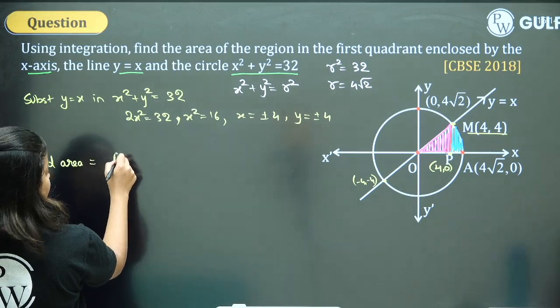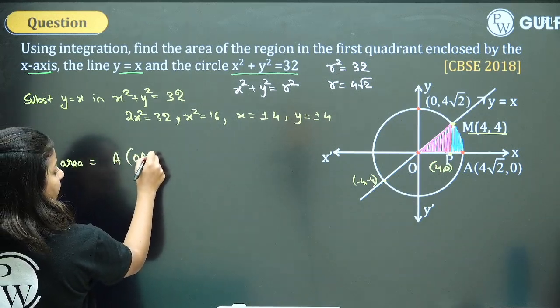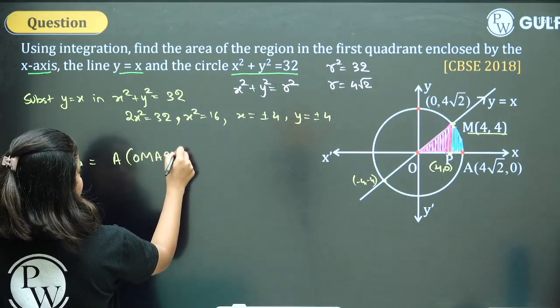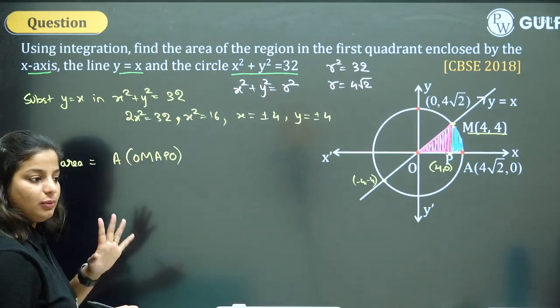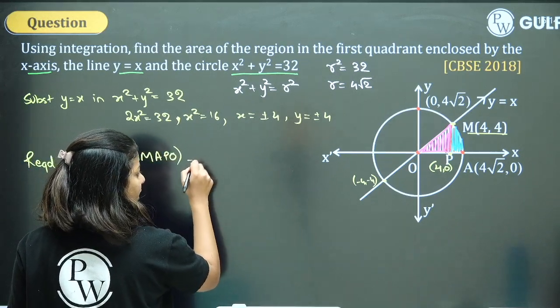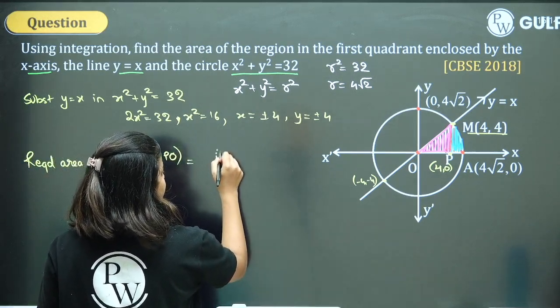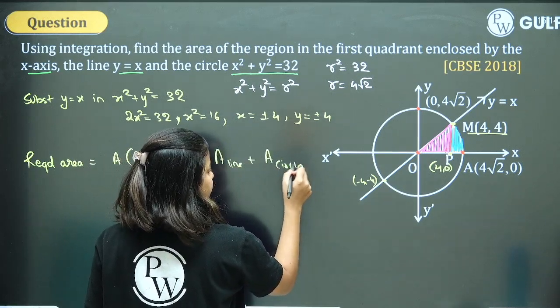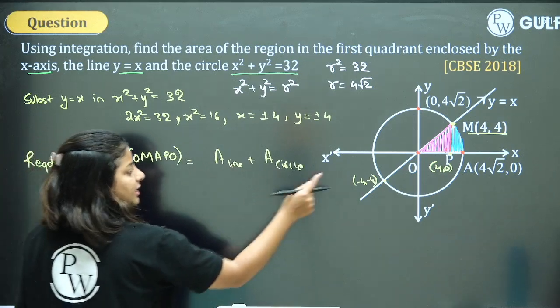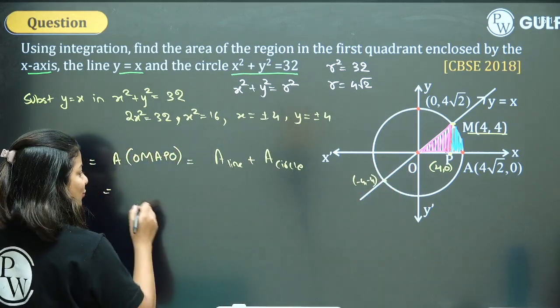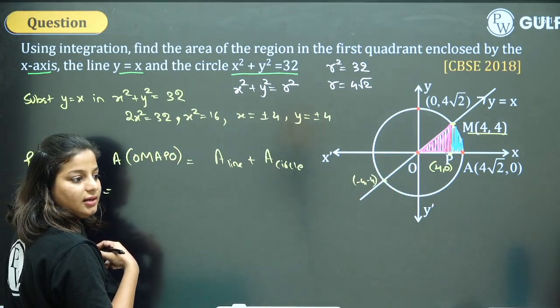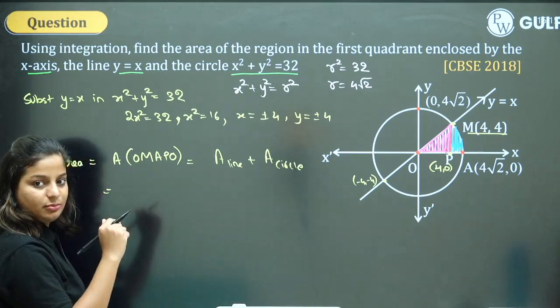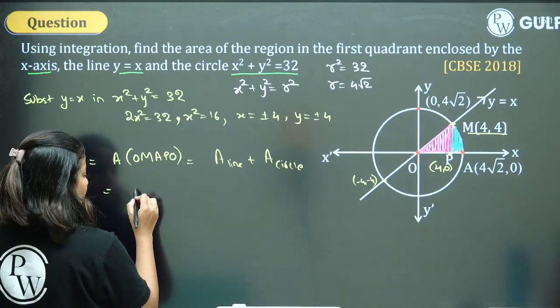is equal to area of OMATO. Can you see cyclic, start with O, end with O? जितने points है सबको पकड़ लो यार. That is area under the line plus area under the circle. Now you can either integrate area under the line 0 to 4 or you use half into base into height. मैं शॉर्टकट नहीं कर रही. पिछले क्वेश्चन में we did shortcut. Now here I am doing it by the proper method.